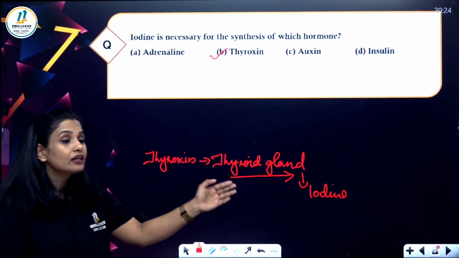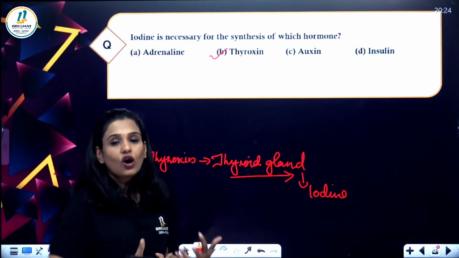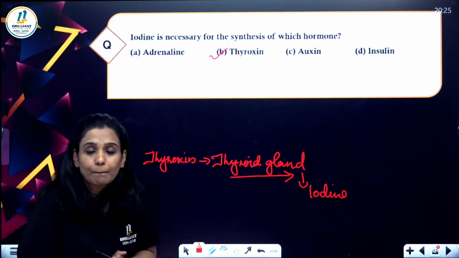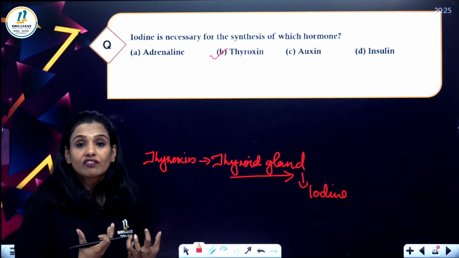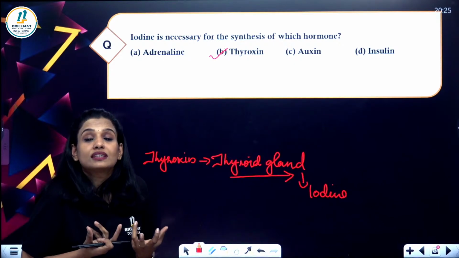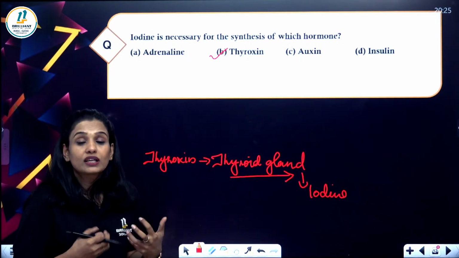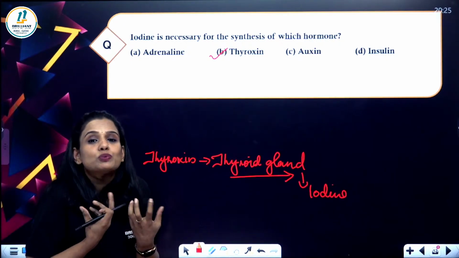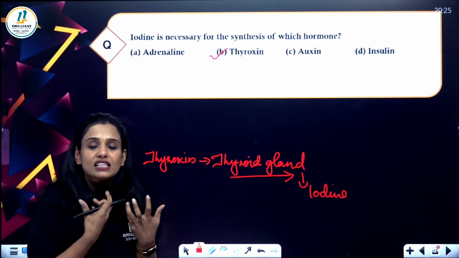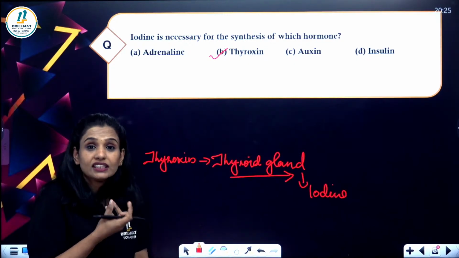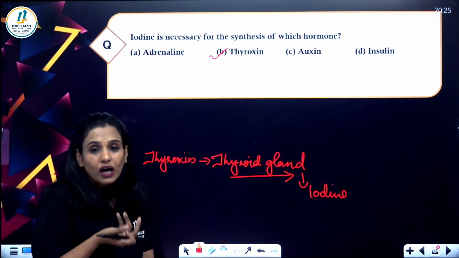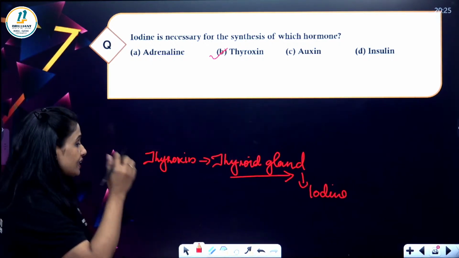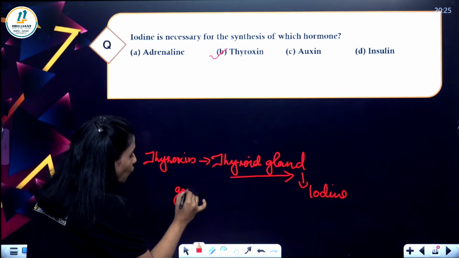If iodine is lacking in our body, or we have iodine deficiency, what will happen? The thyroid gland will struggle to synthesize thyroxine. At that time it will swell up. The neck will swell. You can see the swollen neck. This condition is called a goiter.